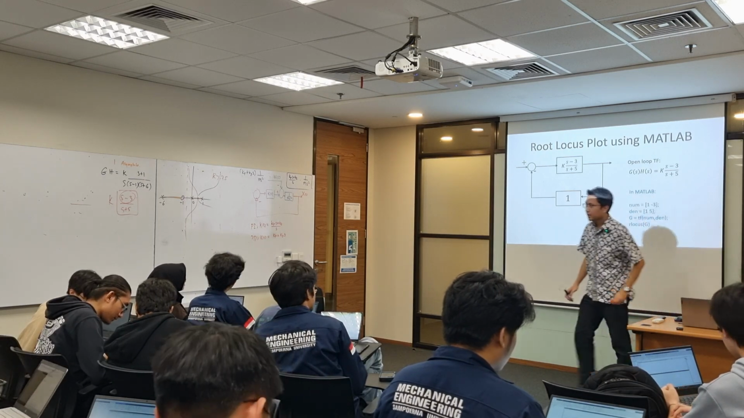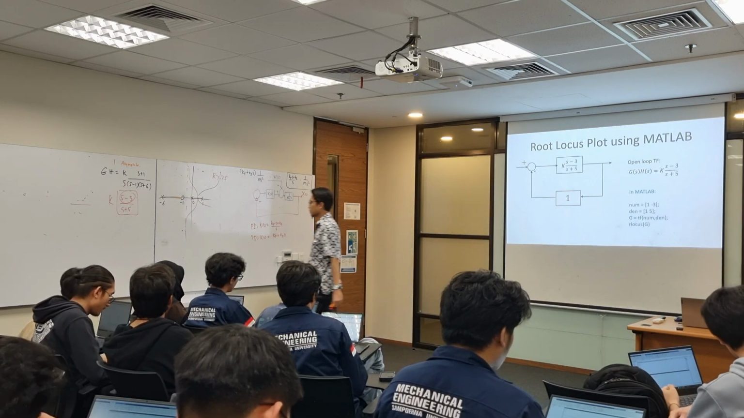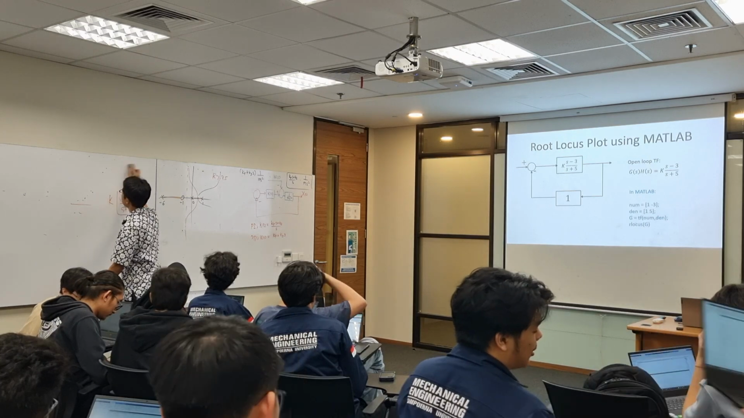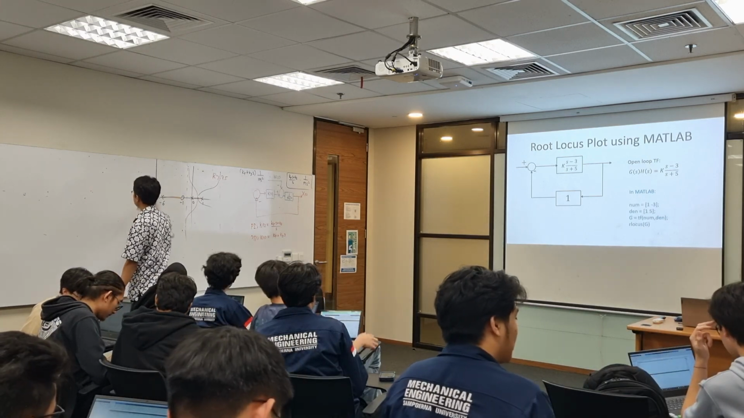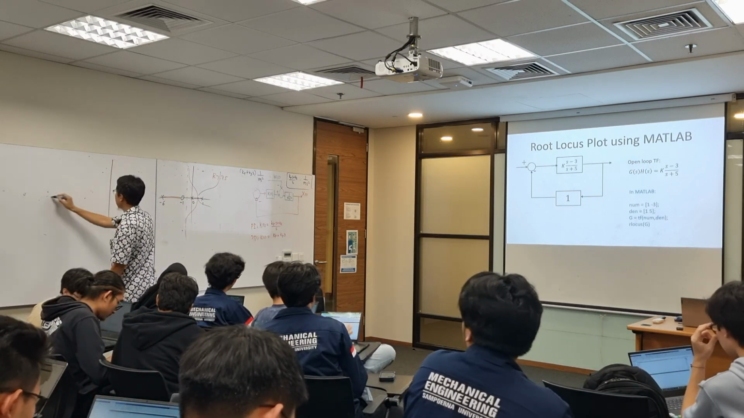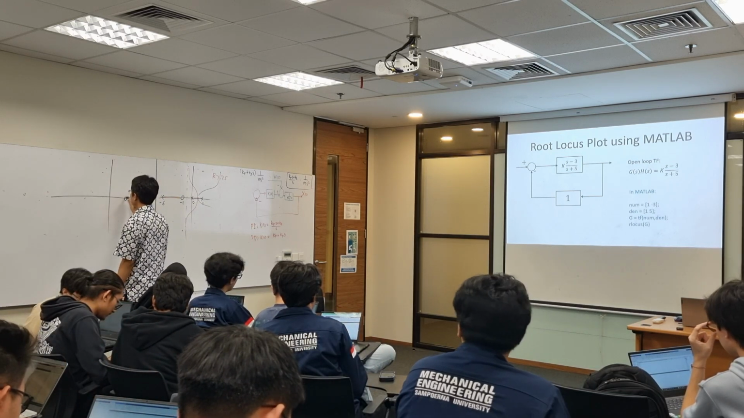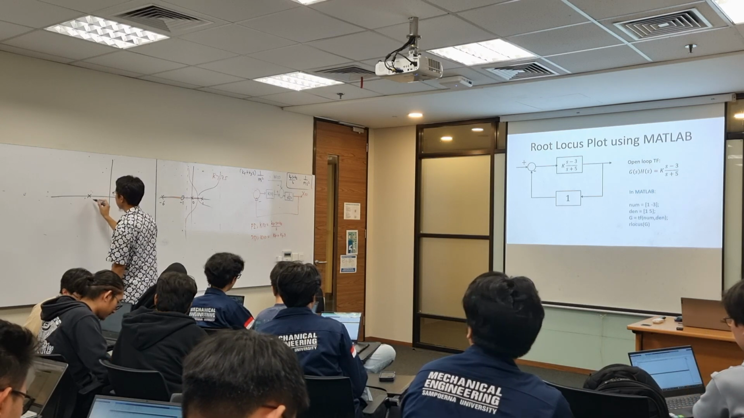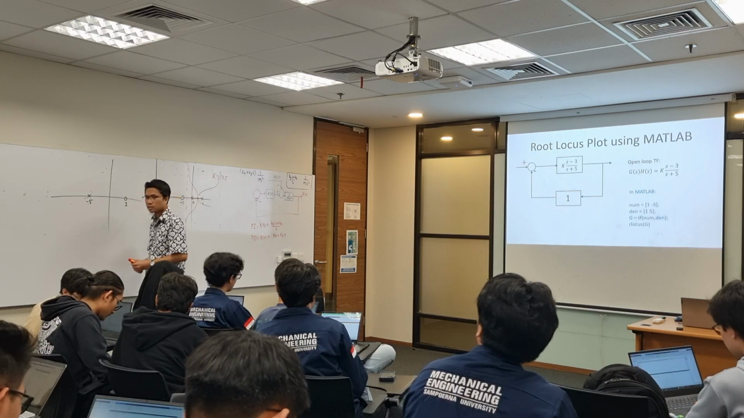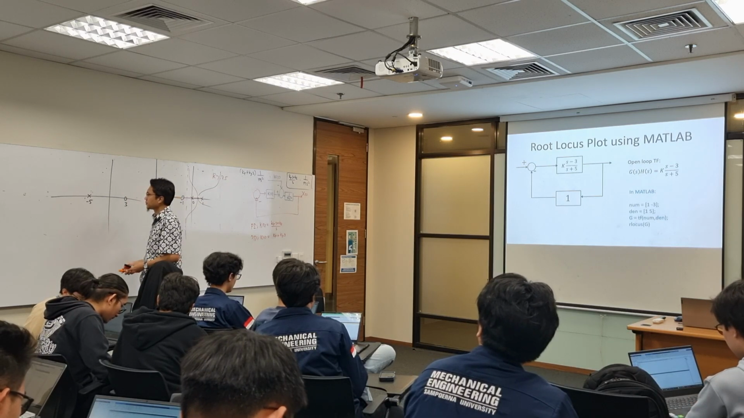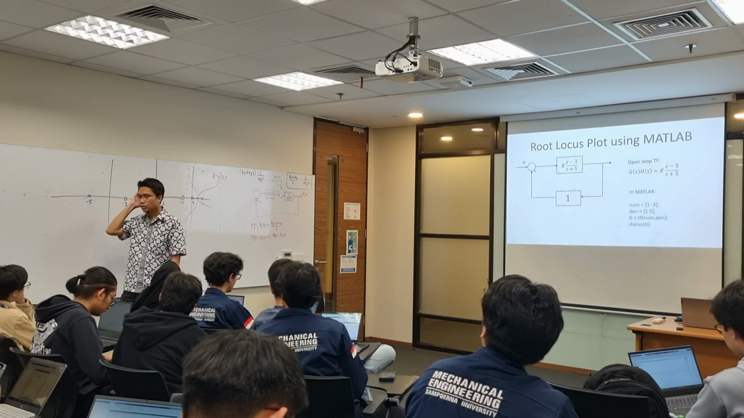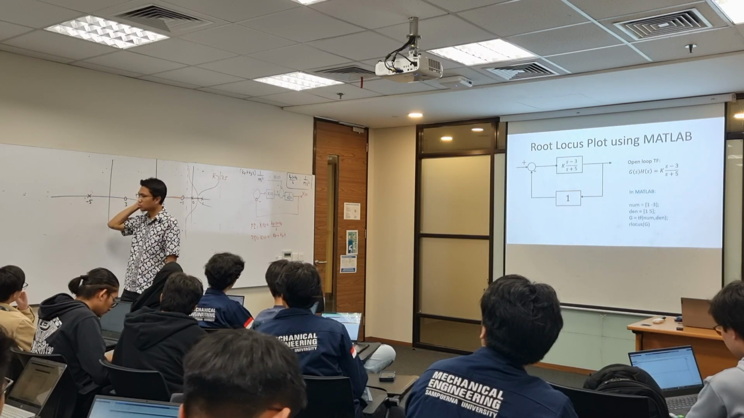Let me give you an idea for the root locus. I will draw here, and this is the original system. Okay, -5, and then that is 3. If I add two poles, is it 2 poles and 1 zero?